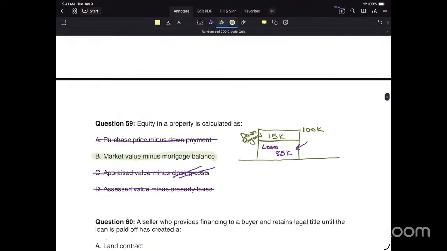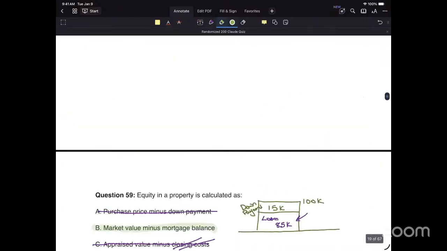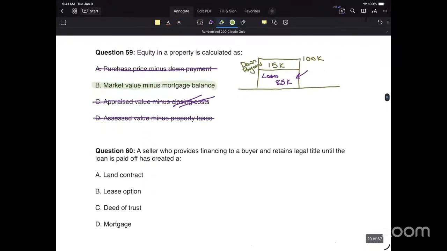How many of our answers have been B? I asked the system to mix these up, so we'll see if they're still all B. I didn't test it. I just said, do this for me, AI. So we'll see. But B is our answer.